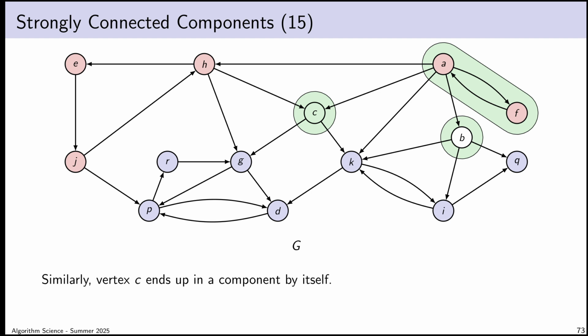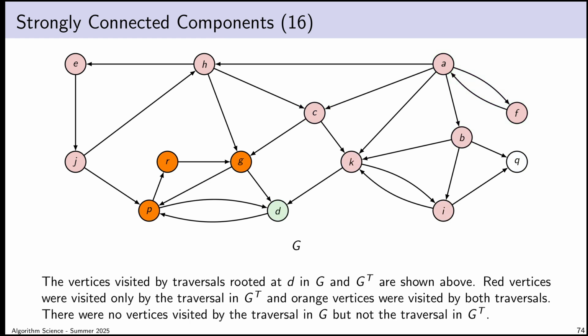And similarly, if I do the same process at vertex C, so if I do a traversal rooted at vertex C in G, I visit all the blue vertices. And if I do a traversal rooted at vertex C in G transpose, I visit all the red vertices. And there's no overlap, so vertex C ends up in a component by itself. But don't worry, we'll get to an interesting case pretty quick here.